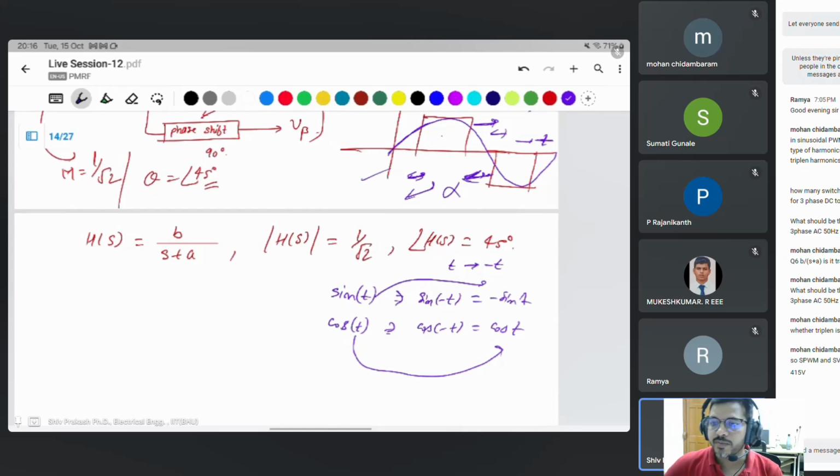The triple is eliminated depending on the phase, not simply in the PWM technique. This is a three phase system, then the triple is also eliminated.